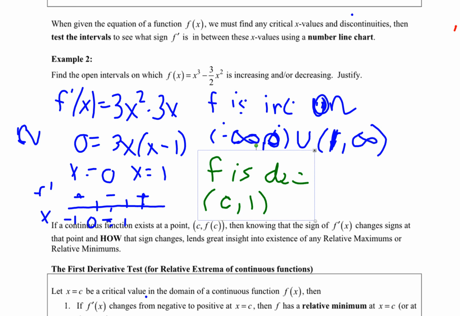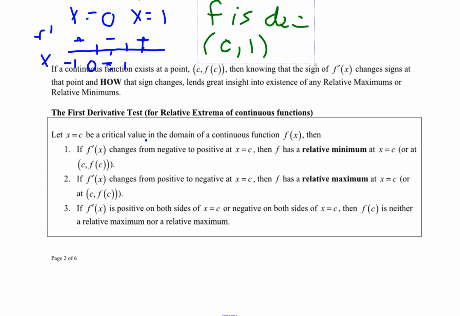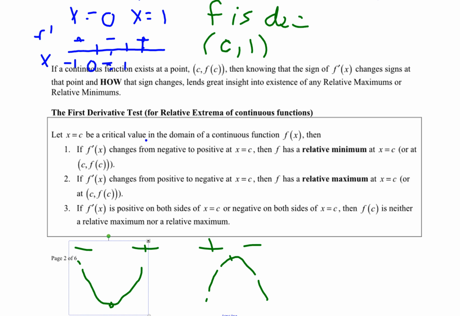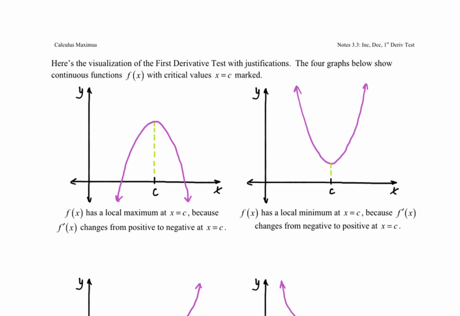All right, so that leads us to the first derivative test. And that's where we're looking at the sign changes of the first derivative. If the sign changes from negative to positive, that means our original function f is decreasing to increasing. We're going to have a relative minimum there. If f prime changes from positive to negative, f would be increasing to decreasing, so we'd have a relative maximum there. If it doesn't change signs, then it's not a relative min or a max.